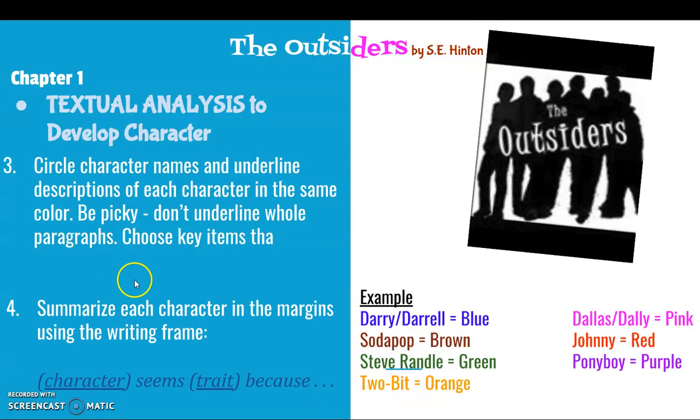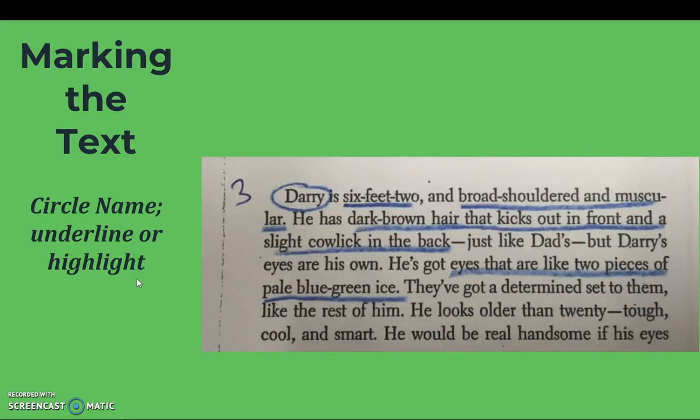Again, summarizing characters in the margins. Paragraph 3, we learn a lot about what Darry looks like. Darry, name circled again. Notice I'm underlining passages or phrases. 6'2", broad-shouldered and muscular, dark brown hair that kicks out in front and a slight cowlick in the back, eyes that are like two pieces of pale blue-green ice.